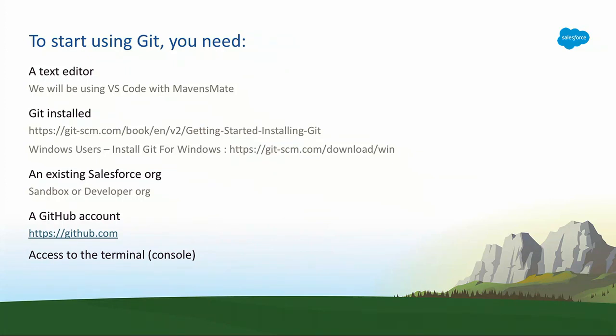Well, Windows users, you're going to have to install Git for Windows, because the command line isn't going to work right out of the box. So if you're on Windows, follow this link. Install Git for Windows. And also, you'll obviously need a Salesforce org. It could be a sandbox or a developer org. Either one is fine. You can do it on production, but definitely not recommended. Just stay away from production. You'll need a GitHub account to store your repository, to have your repository ready to go, and then access to the terminal or console or the PowerShell, whatever you want to call it.